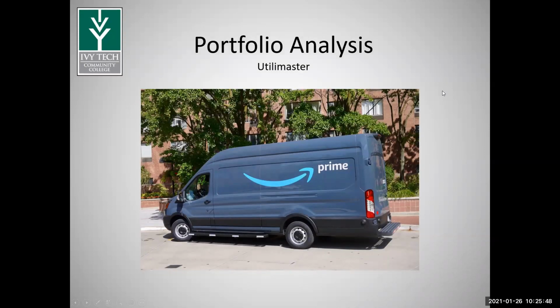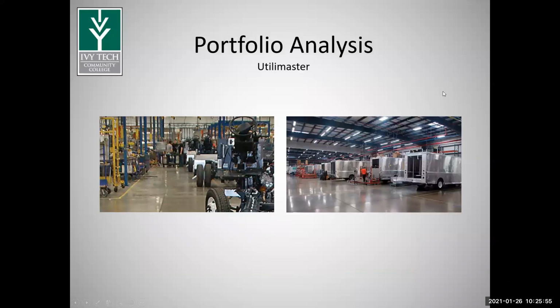Let's do Utilimaster. Is anybody familiar with Utilimaster? Utilimaster is in Elkhart County. They're in Bristol, and they just get the chassis in, as you can see on the left, and on the right you can see that they make delivery trucks, and they make them for Amazon, they make them for FedEx, they make them for the post office, they make them for Cintas, UPS, all kinds of different businesses. It's a really big time business.